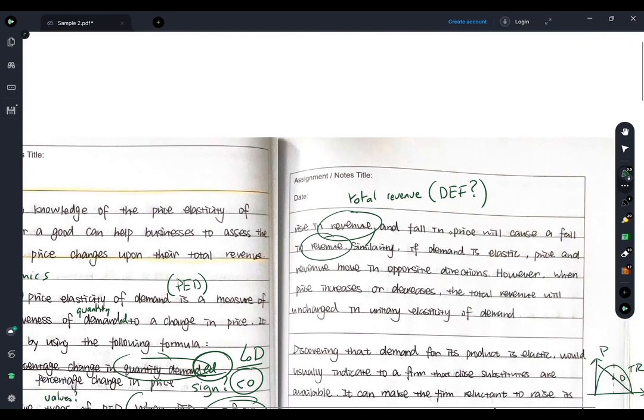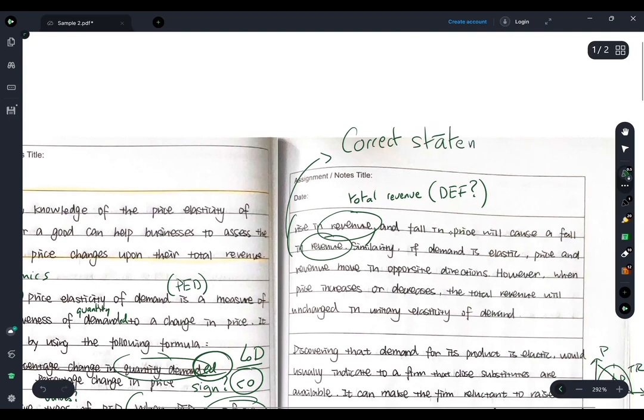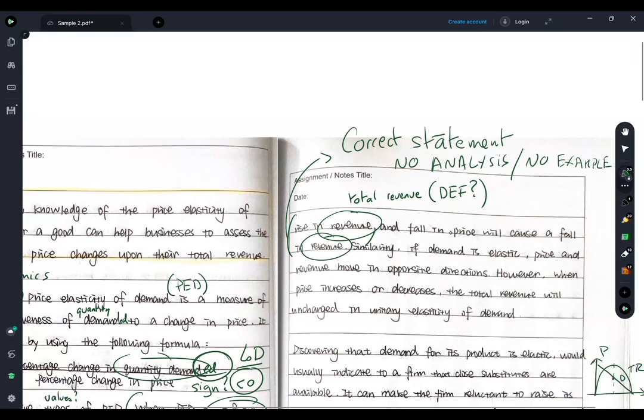The statement is correct. The relationship is fine. But again, there is no explanation. Oops, sorry, I went a bit too far. The statement is fine, but no analysis. Why? And no example. I would use figures. If the price rises from, let's say, 10 to 20, and the quantity demanded falls from 100 to 80, then you show that TR increases. So I would use figures.